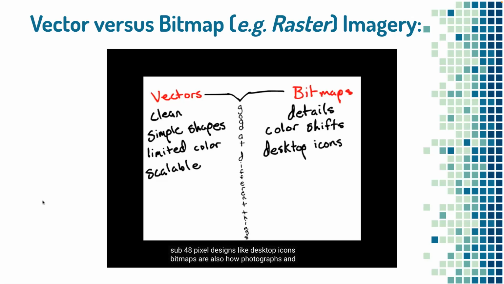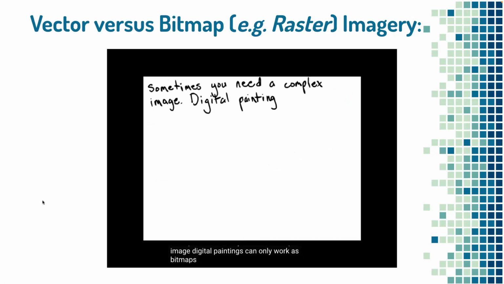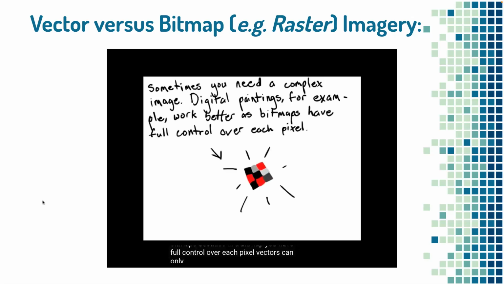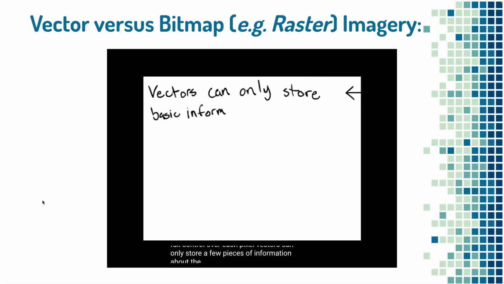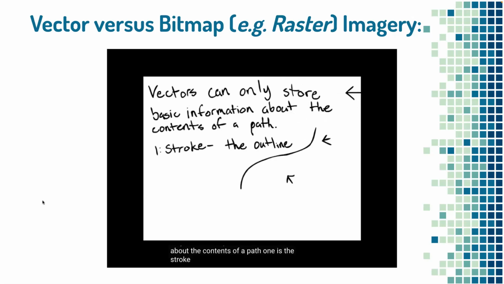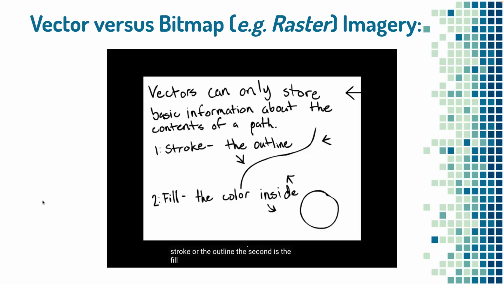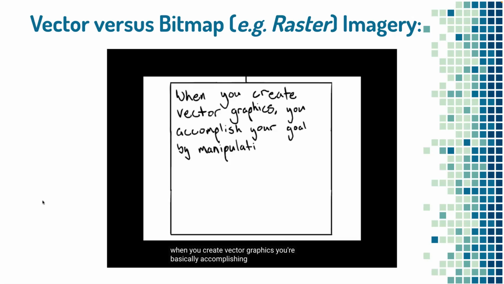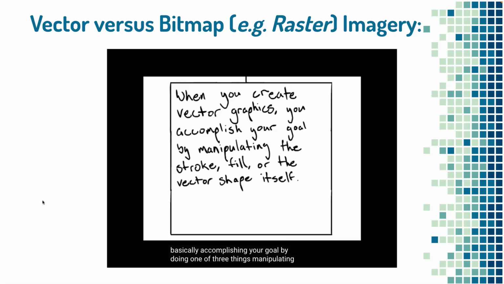Bitmaps are also how photographs and scans are stored, since it's impossible to capture an image as a vector. For example, sometimes you need a complex image. Digital paintings can only work as bitmaps because in a bitmap you have full control over each pixel. Vectors can only store a few pieces of information about the contents of a path. One is the stroke or the outline. The second is the fill, which is the color or the color gradient which is placed inside the path. When you create vector graphics, you're basically accomplishing your goal by doing one of three things: manipulating the stroke, fill, or the shape of the path itself.